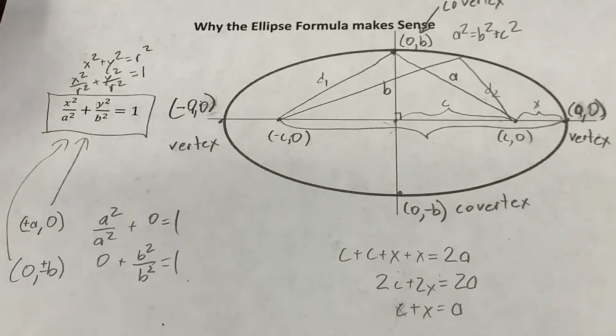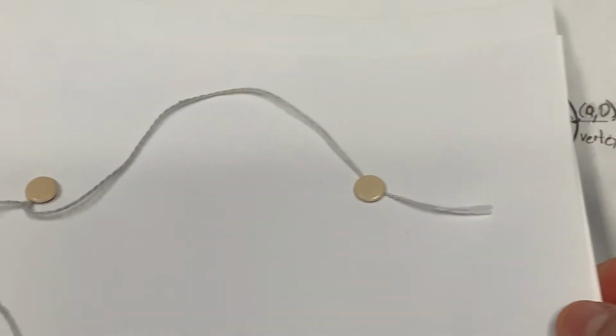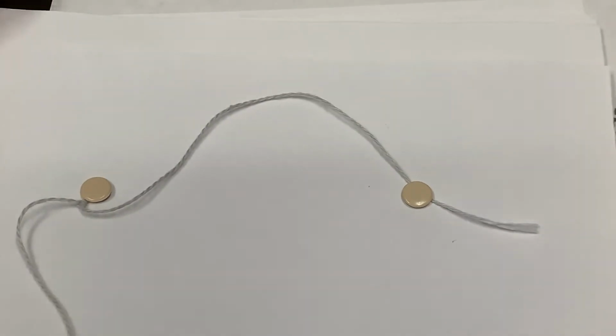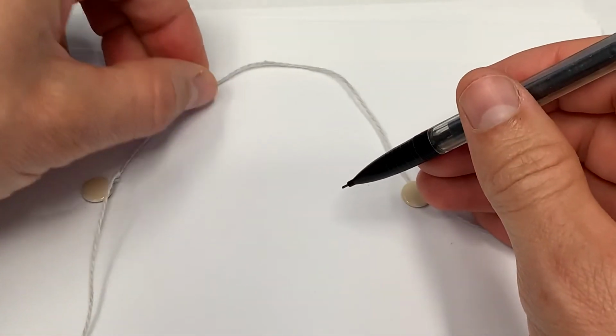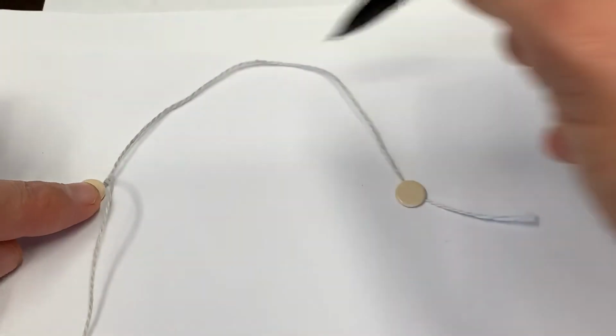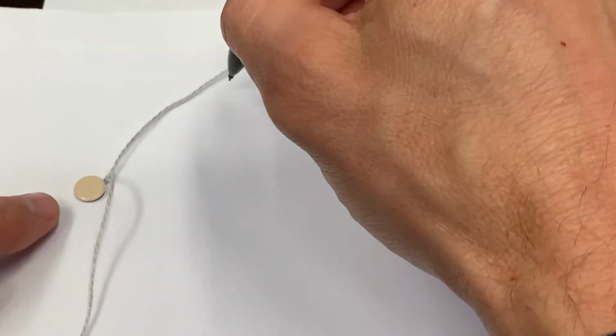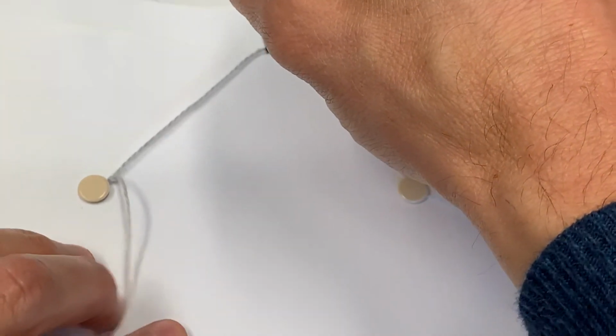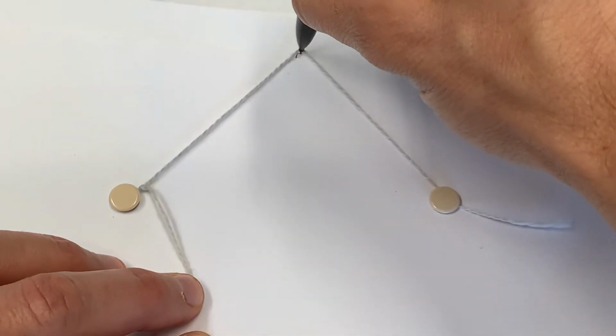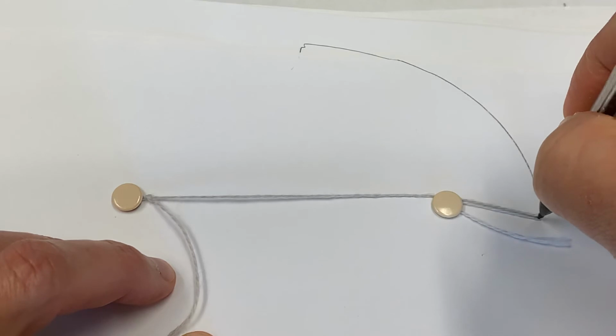Okay, one last piece that just makes a lot of sense to me. Take a piece of string and just put two thumbtacks in the string. What that does is it ensures that the length of the string between the two thumbtacks is constant. What happens if you just stretch that out and you just let it ride with a pencil, okay? What shape do you get?